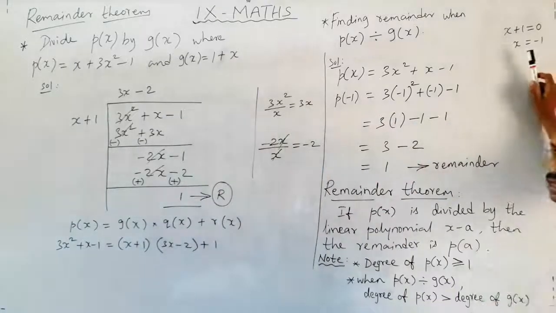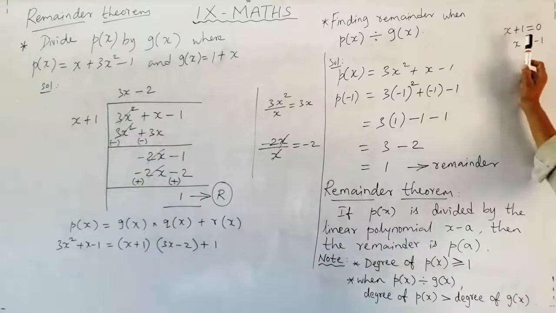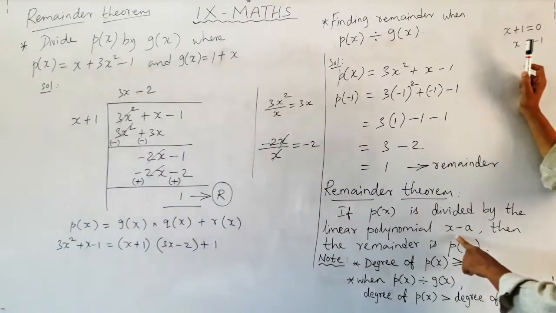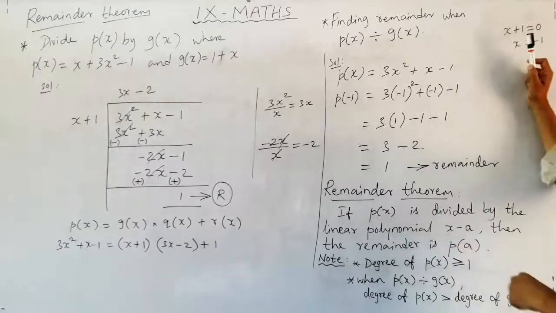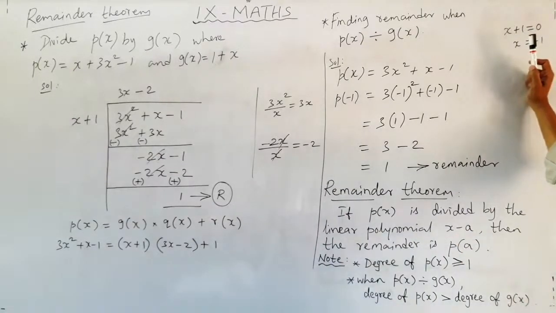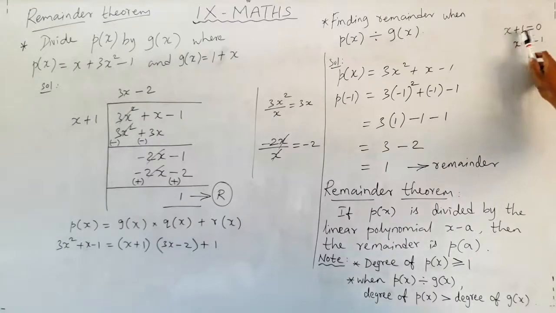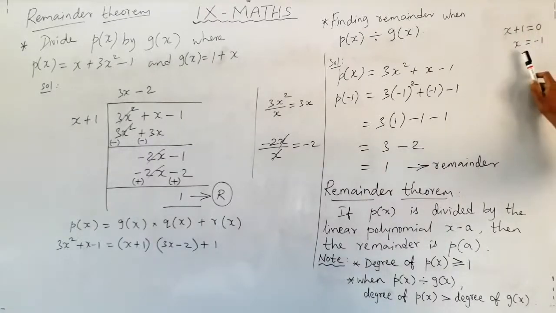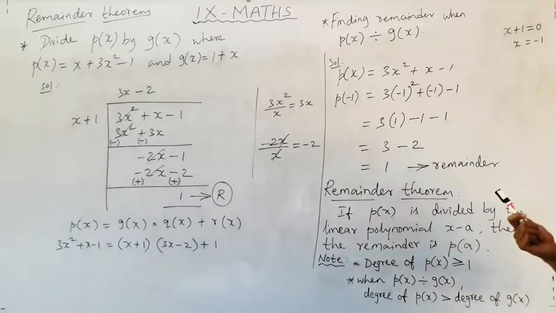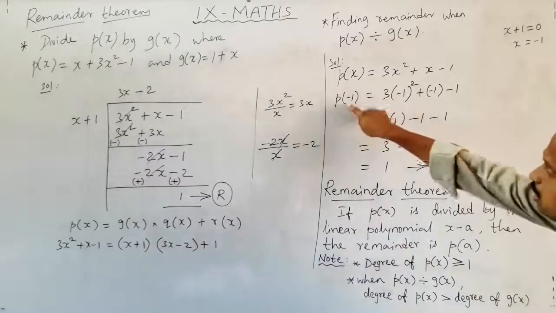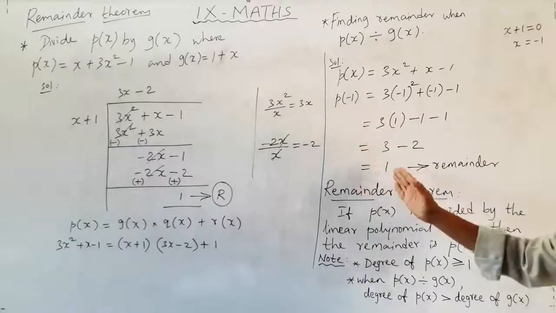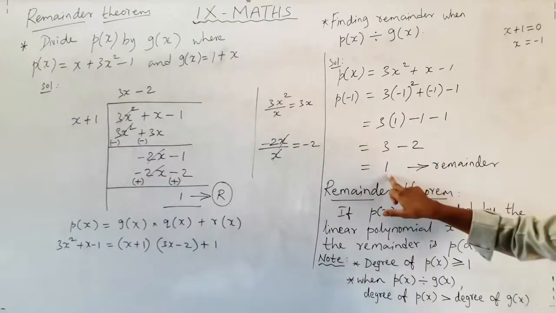So here what I did: the divisor there is x plus 1, here x minus a, where a is any real number. So x plus 1 equal to 0, then we get x equal to minus 1, which is the zero. Just we substitute minus 1 instead of x. So p of minus 1 is 1. The value of the remainder is 1.